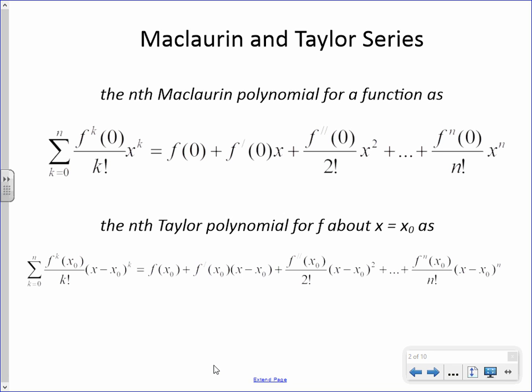Each term in our polynomial looks like this. Whatever derivative evaluated at the center over k factorial times x to the k. If it's centered at something else, x minus the center. k equals 0. I'll turn the light off so you can see a little bit better. This is going to get us really accurate.